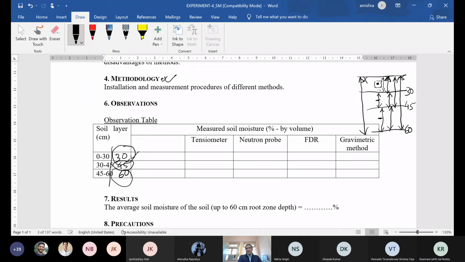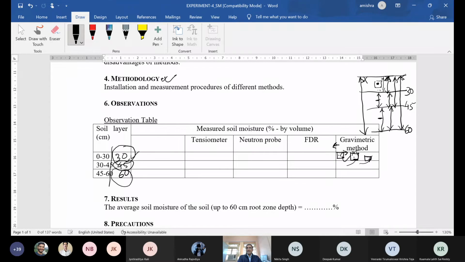Measured gravimetric method. Here we have observations for the samples taken from different layers and collected in sample boxes. The weight of wet soil plus sample box was taken, then it was dried in an oven for 24 hours at 105 degrees Celsius, then the dry soil plus sample box was weighed again, and finally only the sample box weight was taken. So these observations are available for you from this video.